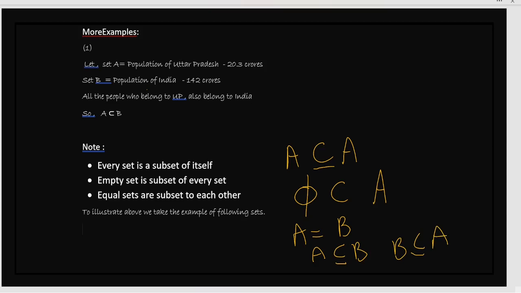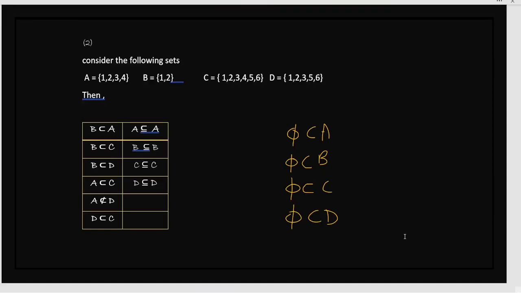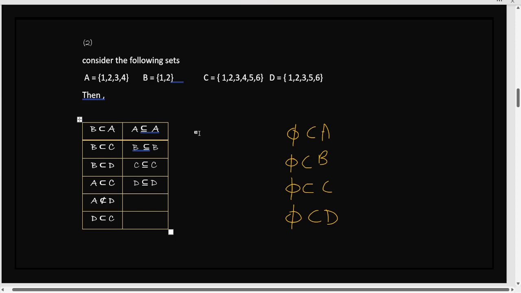I repeat. To illustrate the above, we take some examples in the following sets. Now consider the following sets. A is 1, 2, 3, 4, B is 1, 2, and C is 1, 2, 3, 4, 5, 6, and D is 1, 2, 3, 5, 6. Then you can deduce certain things very easily. B is a subset of A, B is a subset of C, B is a subset of D. I have put it in tabular form so that it is easy to find. B is a subset of all the other three sets.